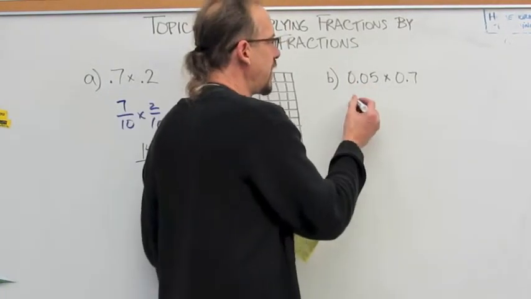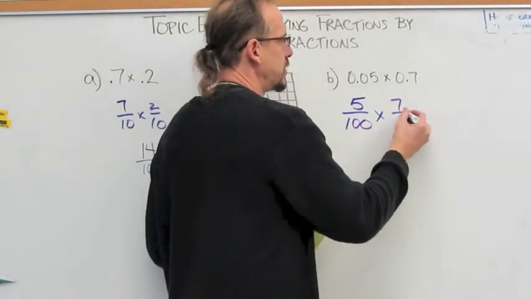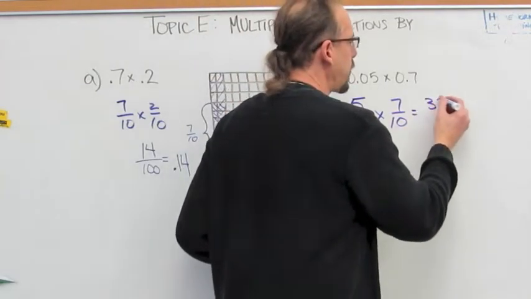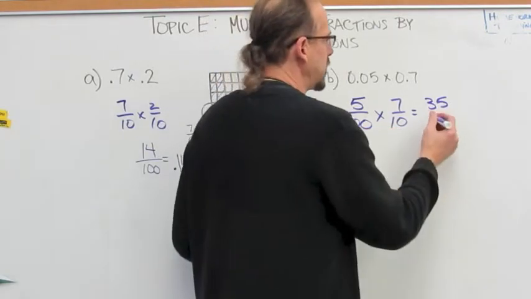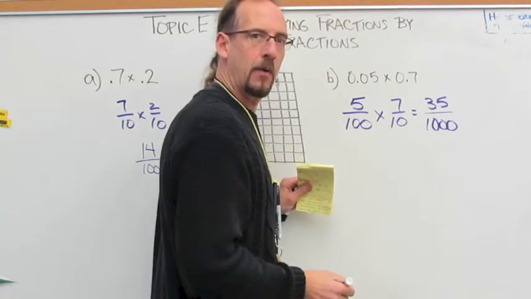This would say 5 hundredths times 7/10. And we know that 5 times 7 is 35, but 35 what? 100 times 10 is 1,000. This is 35 thousandths.